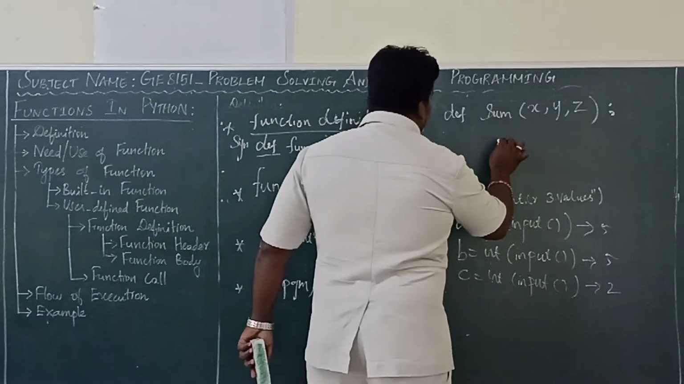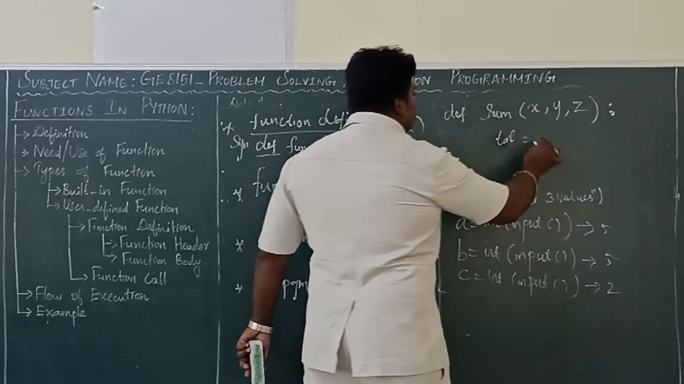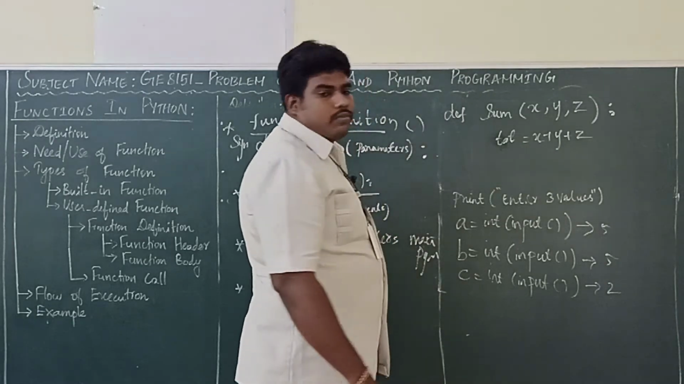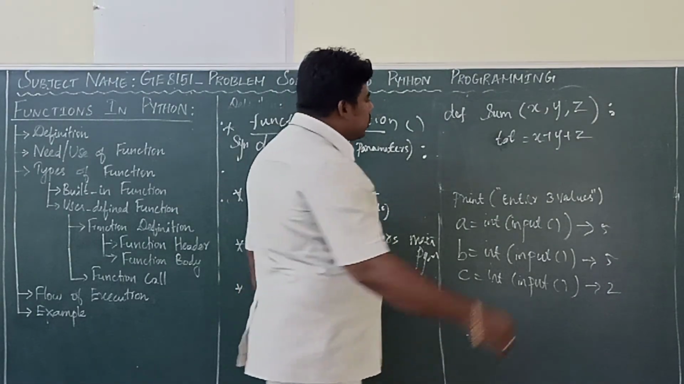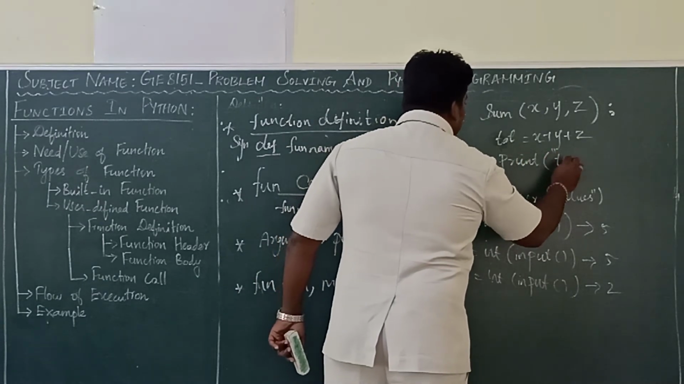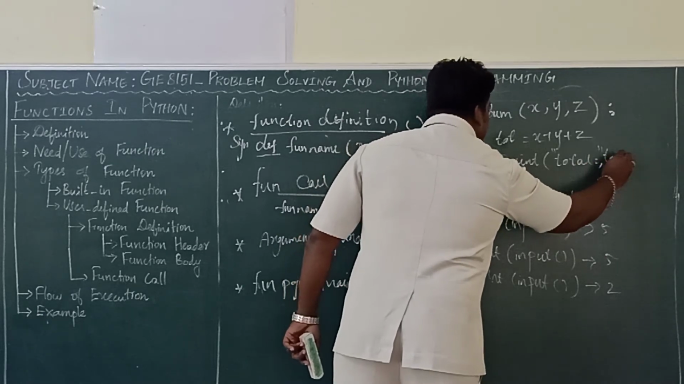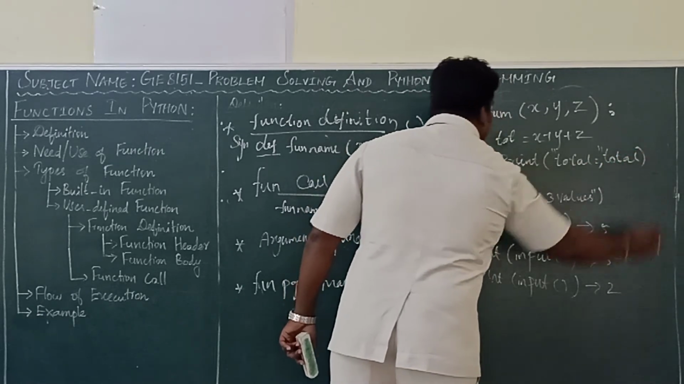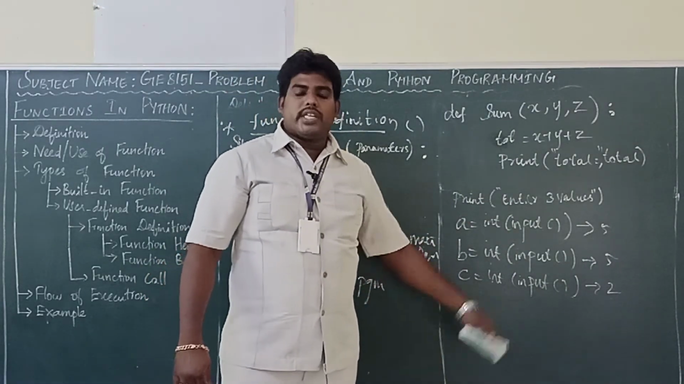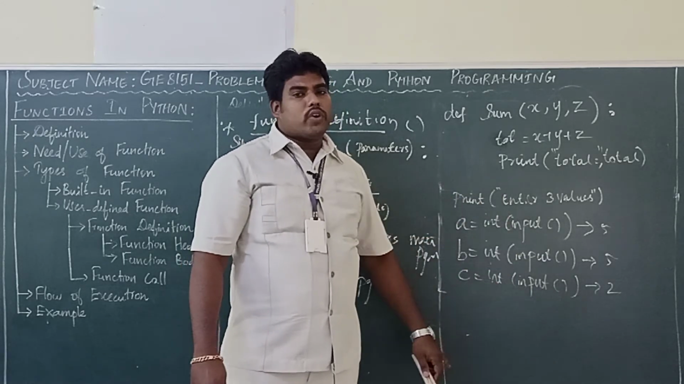Okay. Now add or total equal to x plus y plus z. Print total equal to, comma, total. Whether this code will be executed, whether it is correct? No, it is wrong. Why? It won't execute. Why? One line is missing.